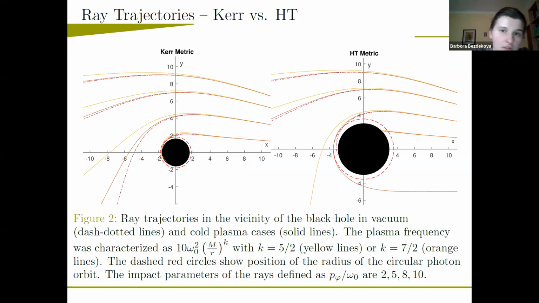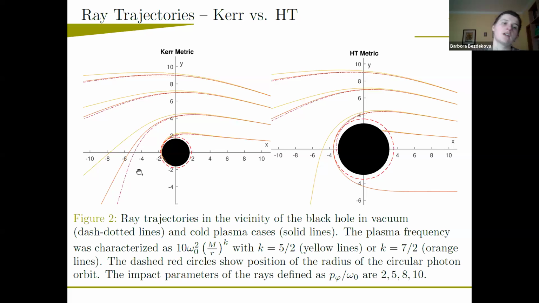And to compare the deflection, or the light trajectories, around Kerr and Hamiltonian metrics, here you can see that for the light rays, the dash-dotted curves correspond to the vacuum case, and these solid lines, orange and yellow, correspond to two examples of cold plasma, where I assume that the plasma frequency has this form, a power law definition, with two choices of K: one equal to 5 halves and the second to 7 halves.